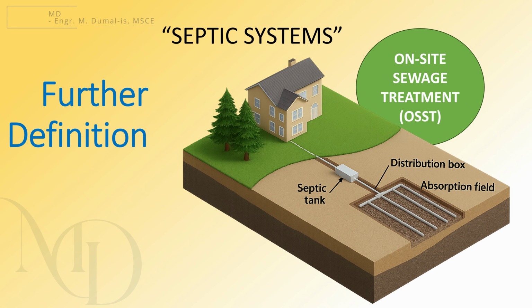Now that we have classified wastewater, let us define OSST, also known as on-site sewage treatment. This is what we often call a septic system. It usually begins with the building sewer that carries wastewater from the house. From there, it enters the septic tank, then passes to a distribution box, and finally flows into an absorption field, also called a drain field or disposal field. Each of these parts plays a role in treating and dispersing wastewater safely.